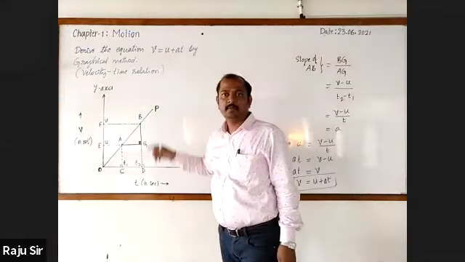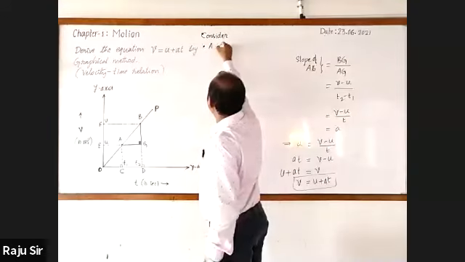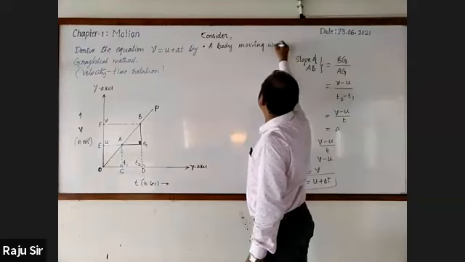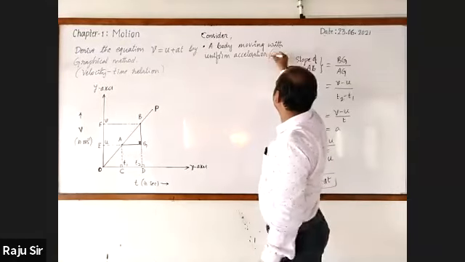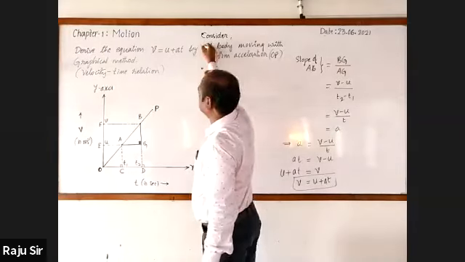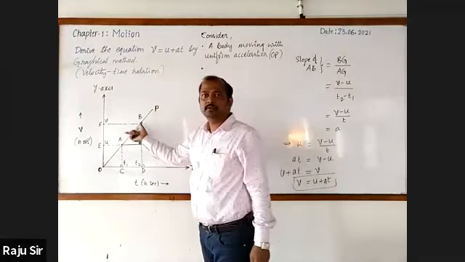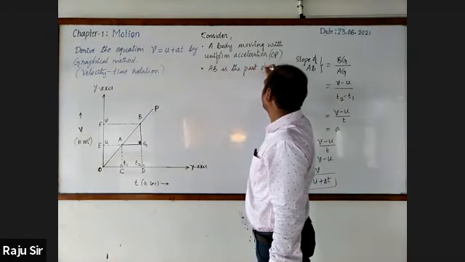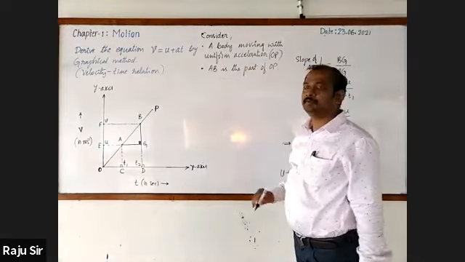So here, what does OP indicate? Uniform velocity. Right. Consider a body moving with uniform acceleration. In bracket, you may write it is OP. Next point. In that, we have taken AB as a part, right? AB is the part of OP.